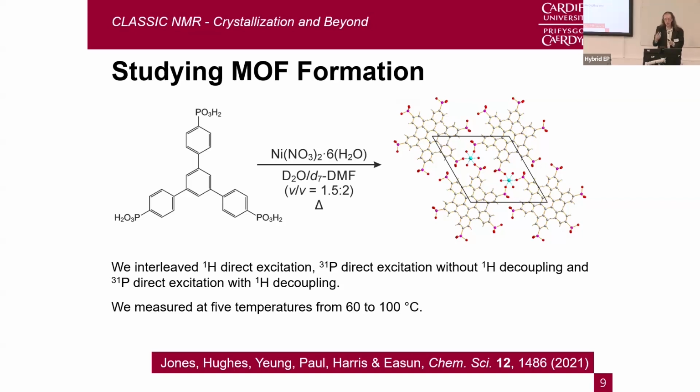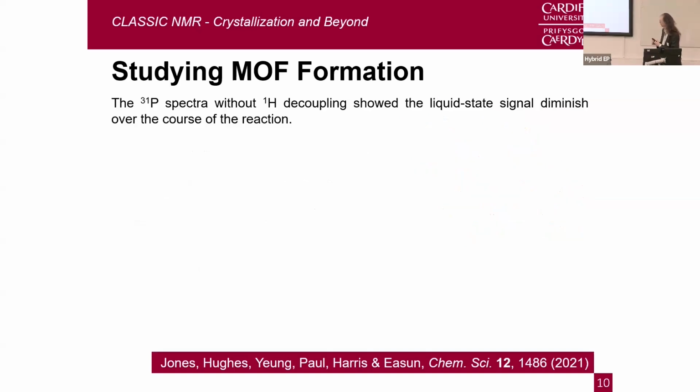To study this, we didn't look at carbon, rather we looked at the phosphorus in these phosphonic acids on the linker, because phosphorus is a nice nucleus, 100% naturally abundant. So we looked at proton direct excitation to see the species in solution, and phosphorus direct excitation again for the solution, and we looked at that without decoupling and with proton decoupling. The hope was that we'd be able to see the liquid signals if we didn't have the proton decoupling, and we'd be able to see the solid signal if we did have the proton decoupling. CP on this material wasn't working well, probably because the particles are simply too small. And we did this at 5 different temperatures from 60 up to 100 degrees.